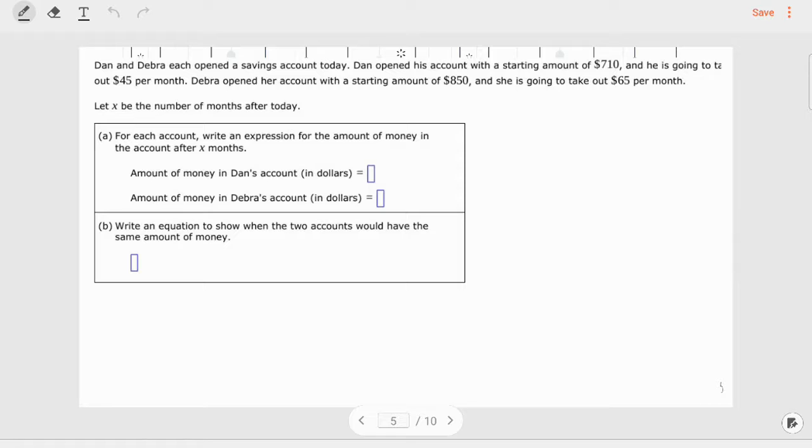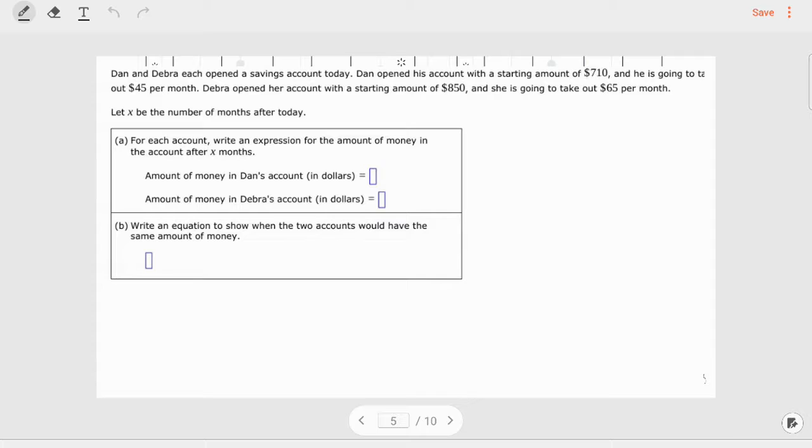Dan and Deborah each opened a savings account today. Dan opened his account with a starting amount of $710, and he is going to take out $45 per month. Deborah opened her account with a starting amount of $850, and she is going to take out $65 per month. All right, let's go ahead and get started.